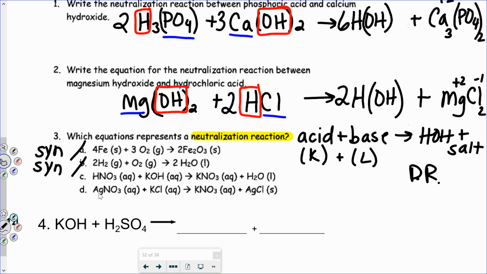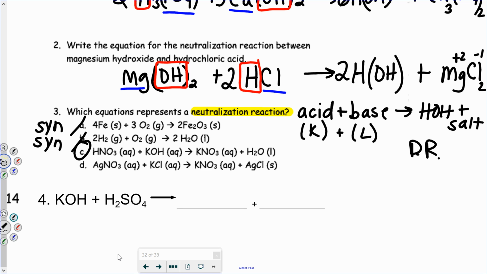If you look at choice D, these are just salts. There's no acid, there's no base. So I would choose choice C. Now, before you leave, I would like you to try the bottom problem, just predict the products and balance the equation, just as some practice.